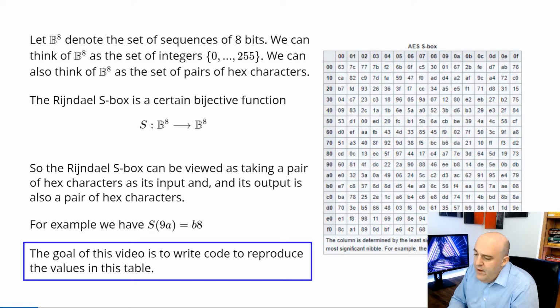And if we look at it in terms of hex characters, the Rijndael S-Box can just be thought of as a function which takes a pair of hex characters to another pair of hex characters. So for example, in this table here, 9a gets sent to B8. And the way you interpret that is the 9 determines the row and a determines the column. So 9a leads to B8. And the goal of this video is to write code that reproduces this table right here.